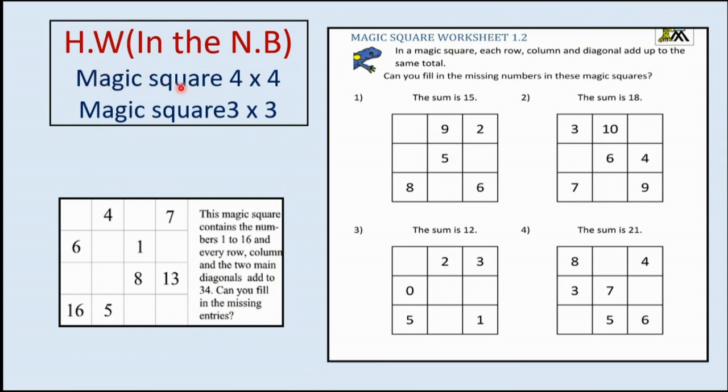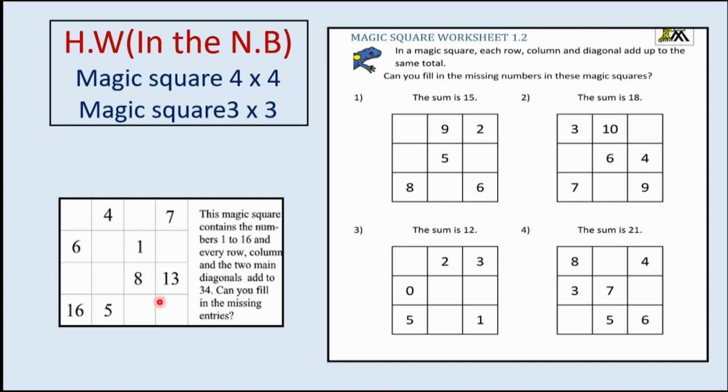Homework in the notebook: magic square 4 into 4 and magic square 3 into 3. This magic square contains the numbers 1 to 16. This is 4 into 4. The magic square will contain only 1 to 16 numbers, and every row, column and the 2 main diagonals add to 34. Can you fill in the missing entries? I will see whether you will be able to do it or not. Okay, I will see on Wednesday how many students have done it in that Zoom class.